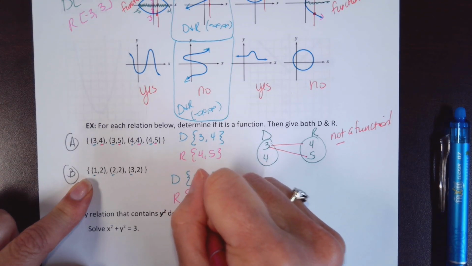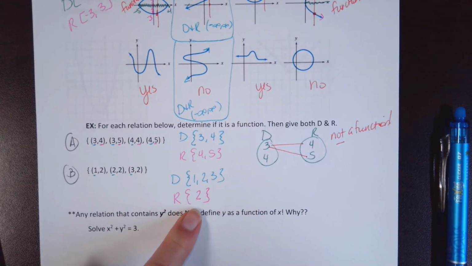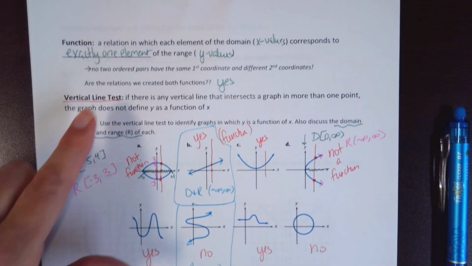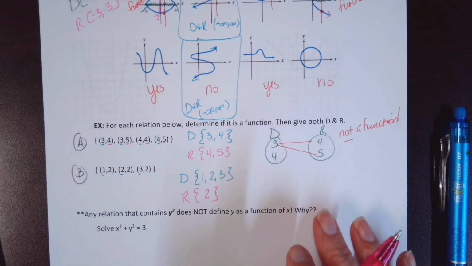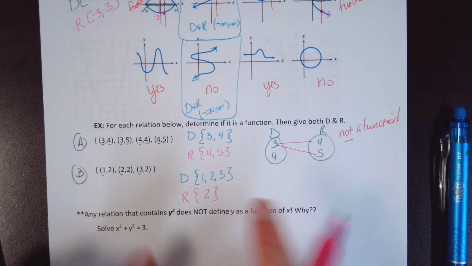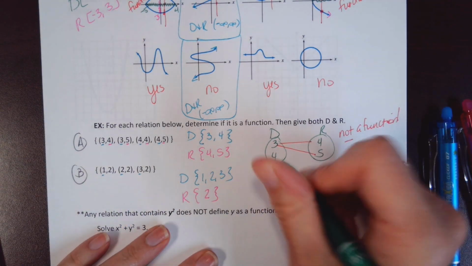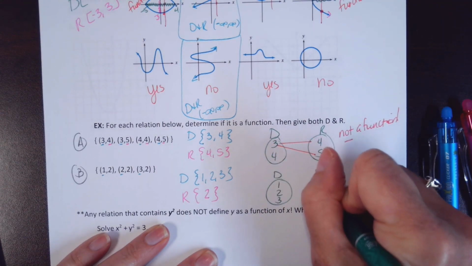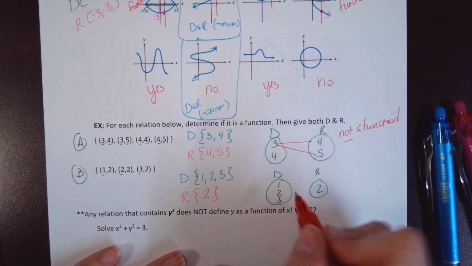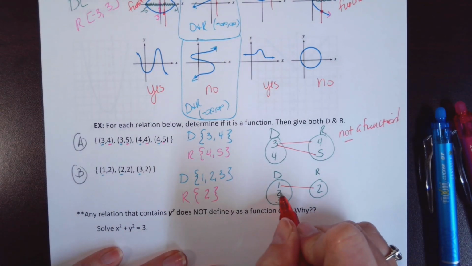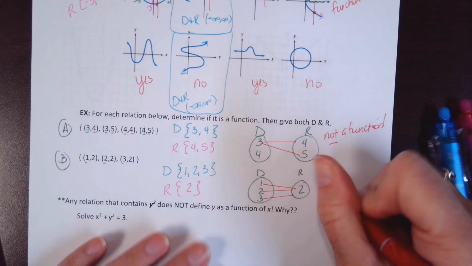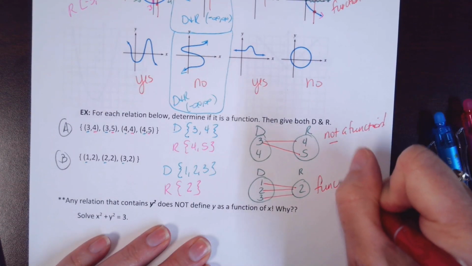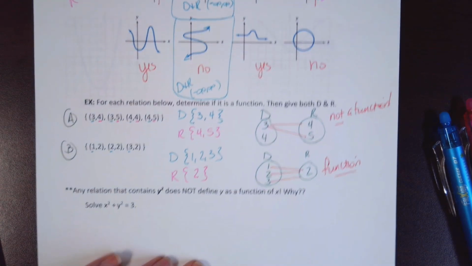Now I see something interesting going on with B. I only have one value in my range, but my definition for function says that each x is assigned exactly one y. It doesn't say anything about whether or not that y repeats. And I see that if I wanted to set up my circles again for domain and range, my domain has 3 values, my range just has 1 value, but each of those x values pairs to only one y value, so that is a function. That's a function. It works.